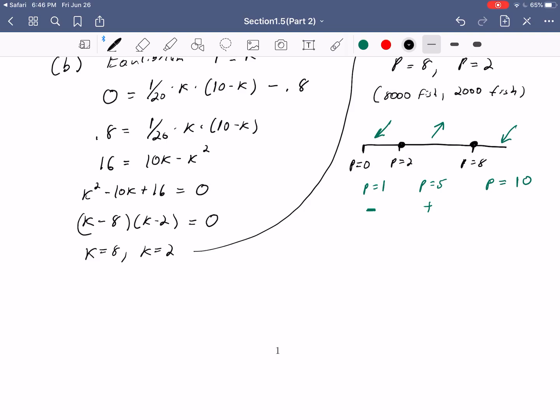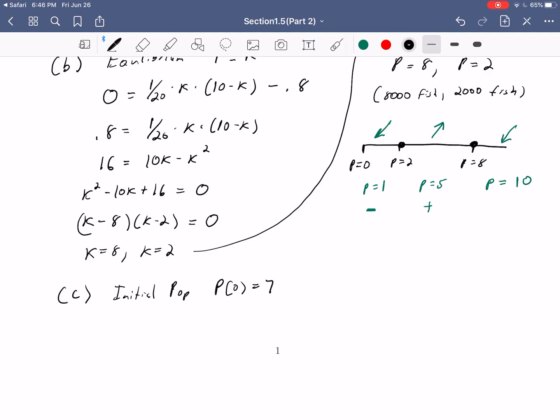All right, now that we have this nice little equilibrium analysis, doing parts C and D should be very easy. So if we think about part C, our initial population, P at 0, is 7,000. That means we're right in here. That means the population is going to increase and tend towards 8,000.